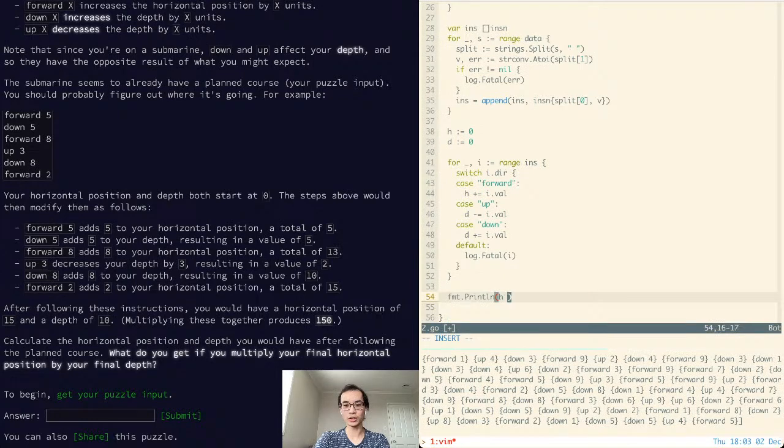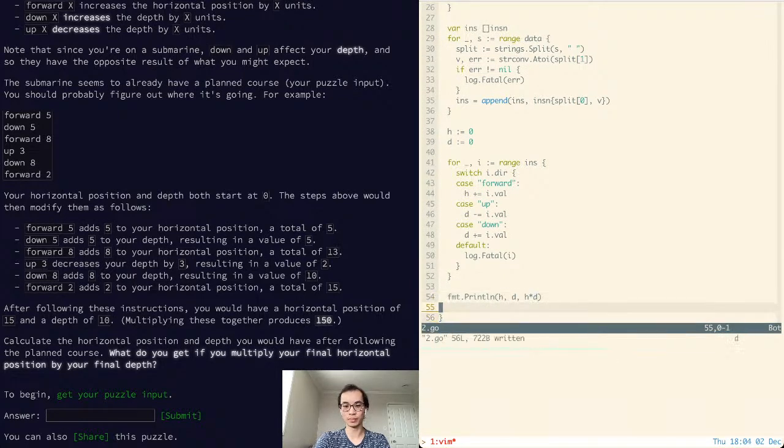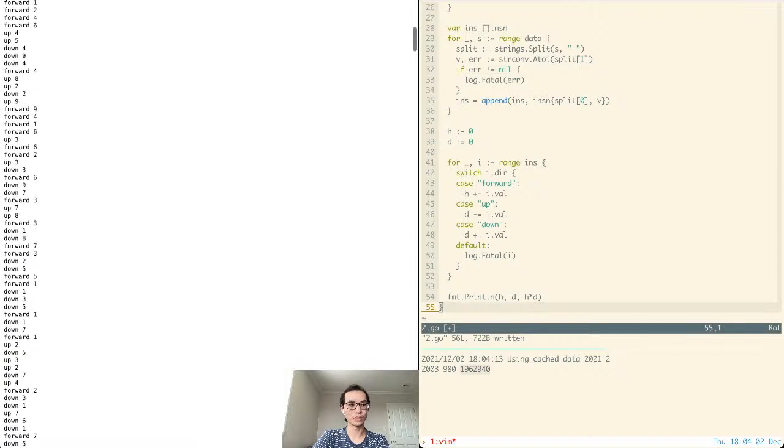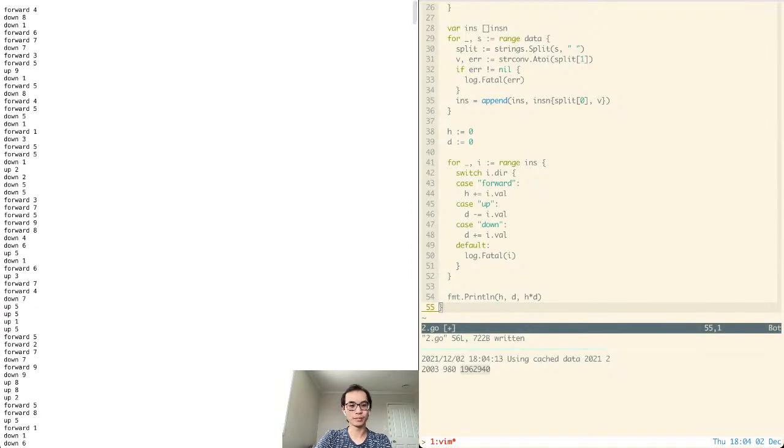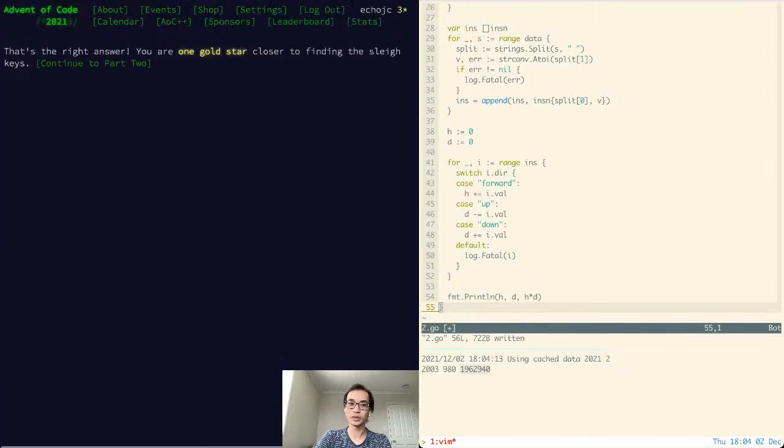Cool, that didn't crash. So we'll just log them out and see what we get. It seems reasonable based on what I saw about the input. Let's just take a quick look at the input. That doesn't really seem reasonable, does it? How many lines is that? Oh no, that's right. Okay.